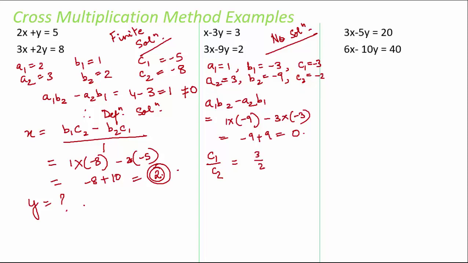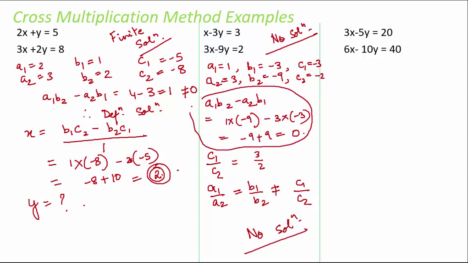But if you see a1 by a2, that is equal to 1 by 3. So in this case a1 by a2 is equal to b1 by b2, and this is not equal to c1 by c2. Therefore it has no solution. Now instead of doing this calculation, another simpler alternative is you directly find out a1 by a2, b1 by b2 and c1 by c2, and looking at their ratios, you can identify which case it falls into.